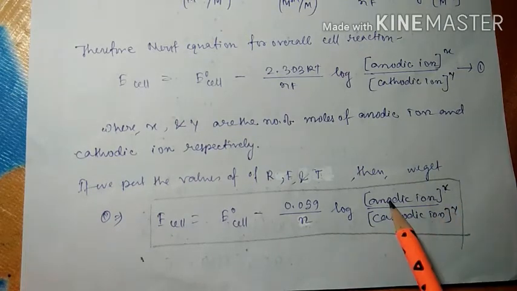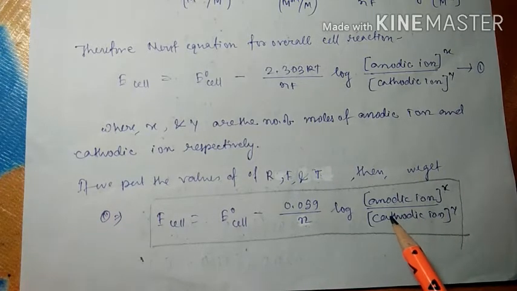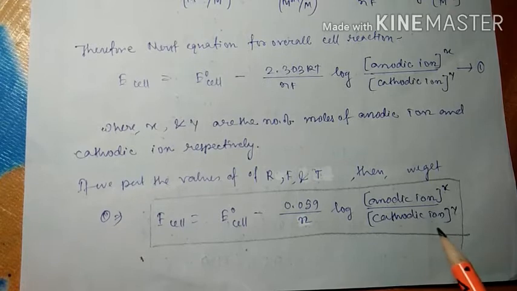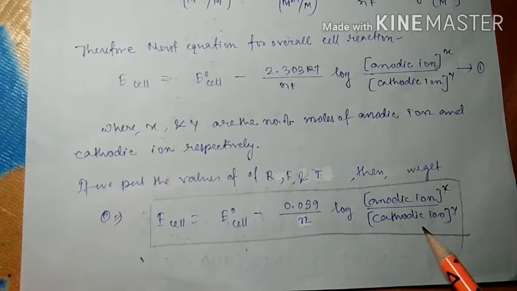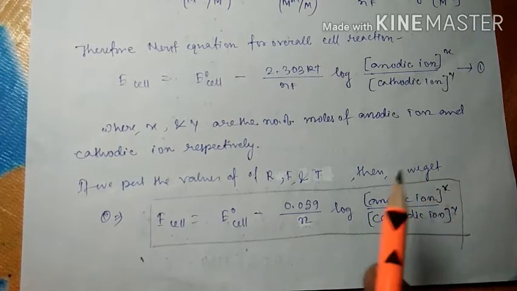Now see, to know about the anodic ion and cathodic ion, we must have a clear concept about the cell representation or cell reaction, that is, which is going to oxidize and which is going to reduce. Okay, now let us see an example.